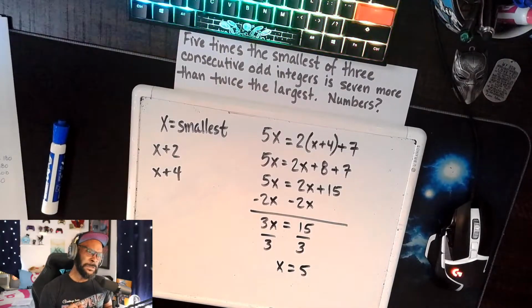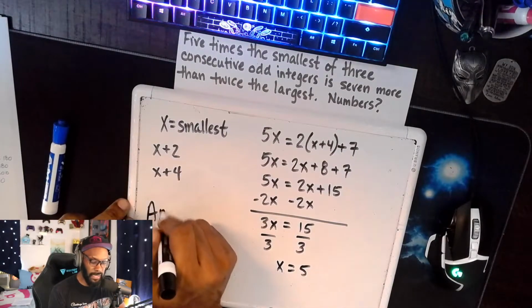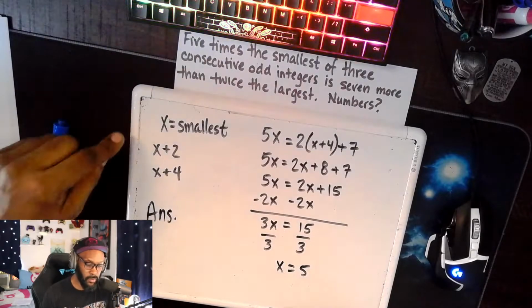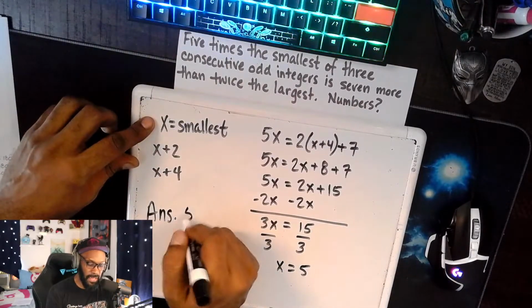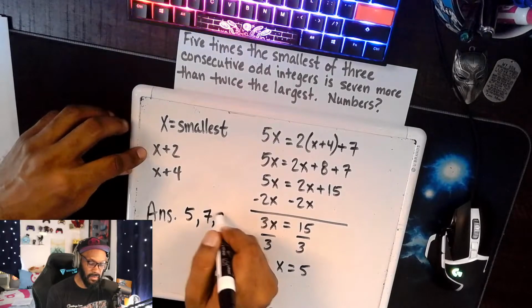You are not finished though. No. Because you can't be like, oh my God, I solved my x. I'm good. No. Go back and answer the question. What are these numbers? These answers would be 5, then 7, then 9.